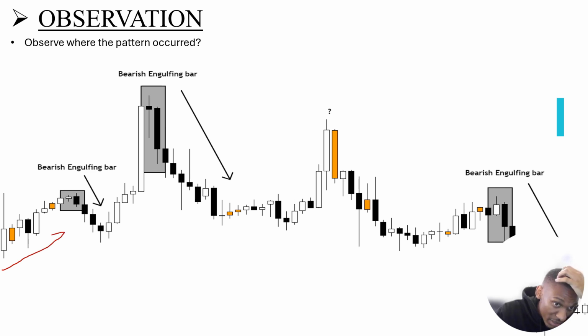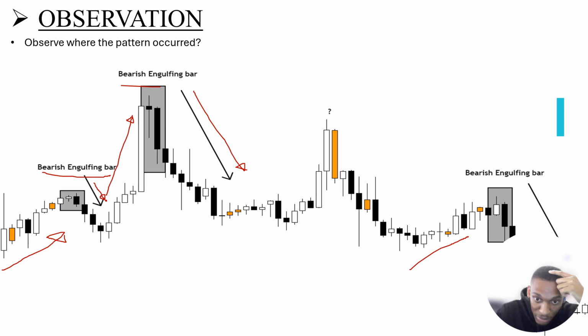So this is an uptrend, and then we get this bearish engulfing bar candlestick, and then the market drops. Again, we get this uptrend, then it forms here. After forming, the market drops, and then we get this push up, and then it forms, and then the market drops again. So this is what you guys have to take note. When a bearish engulfing bar is formed at the top of a trend or a swing high, we tend to see the market drop or move downwards, right?